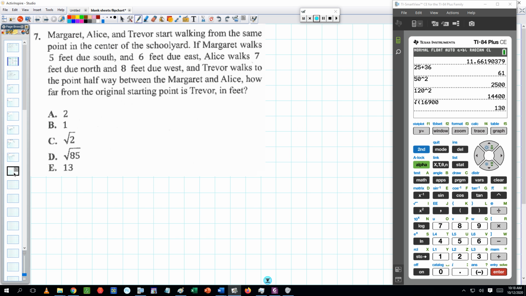Margaret, Alice, and Trevor start walking from the same point in the center of the schoolyard. If Margaret walks 5 feet south and 6 feet due east, here's where Margaret is. As a point, that would be 6 to the right, 5 down. Alice walks 7 feet due north, and 8 west. So here is where Alice is at.